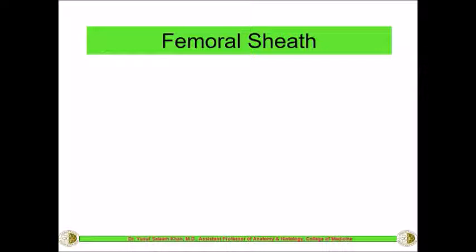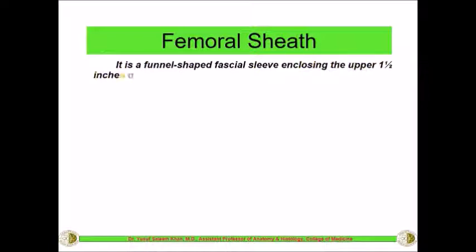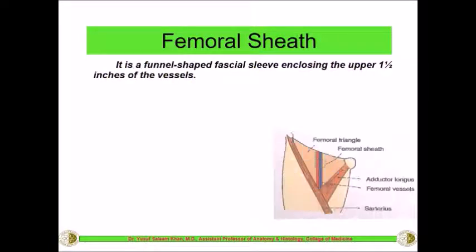As we said, the femoral sheath will be present in the femoral triangle. It is a funnel-shaped fascial sleeve enclosing the upper 1.5 inches of the vessels. If you see in this picture, this is the femoral artery and the femoral vein, and these are covered by something called the femoral sheath, which is nothing but a fascial sleeve.